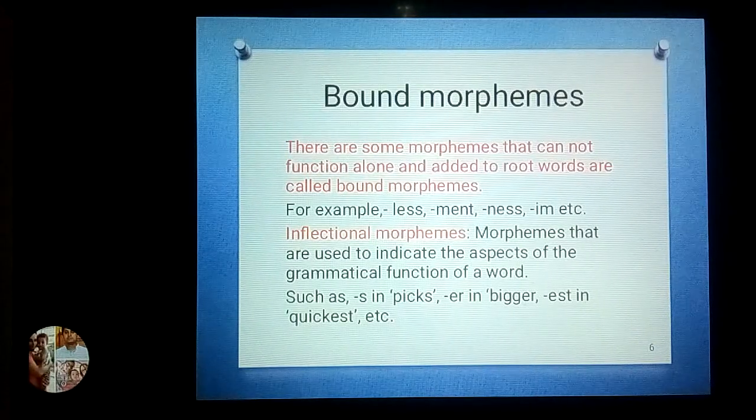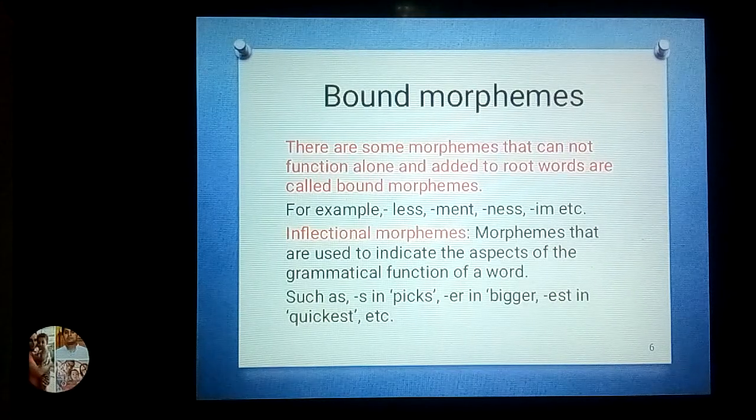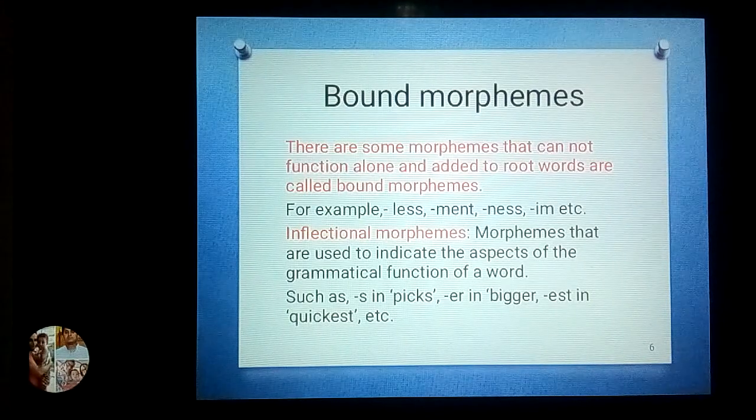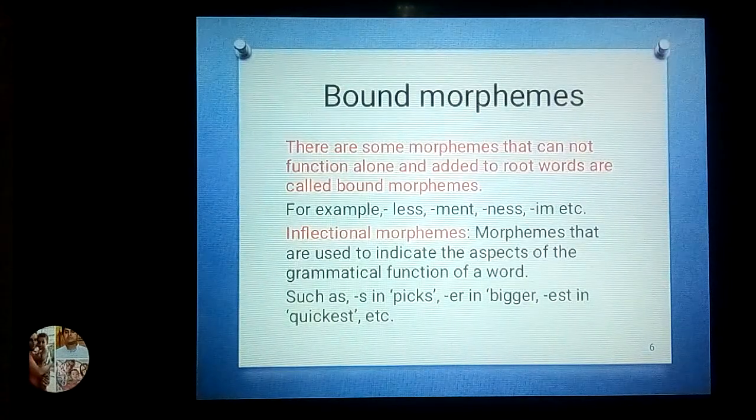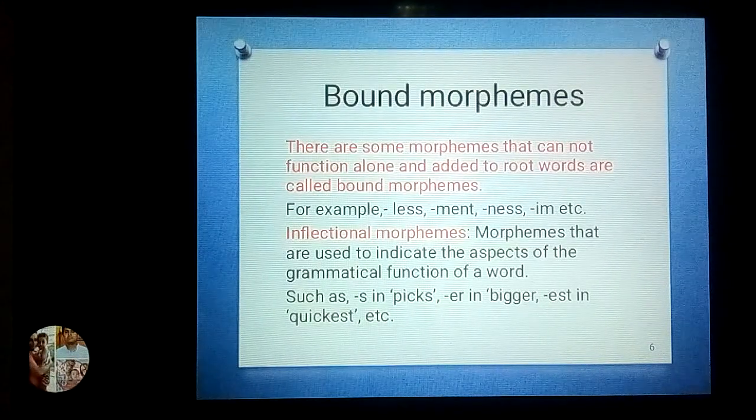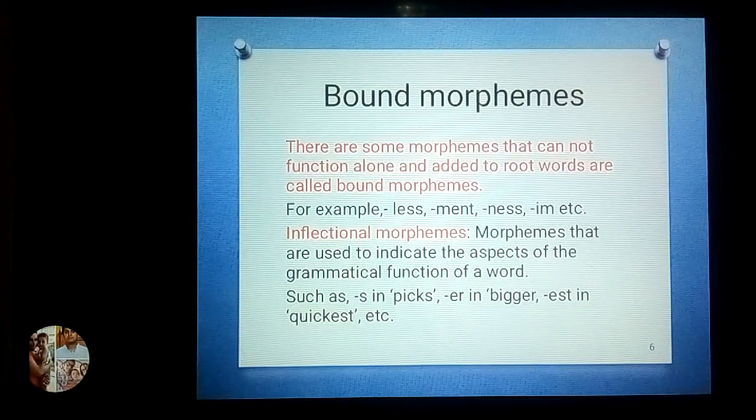On the other hand, the word illness. Here, ill is a lexical free morpheme and ness is a bound morpheme. When it is added to the word ill, then it is meaningful. We know bound morpheme is divided into two types, inflectional morpheme and derivational morpheme.